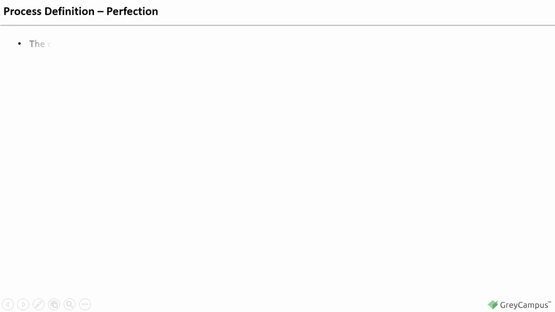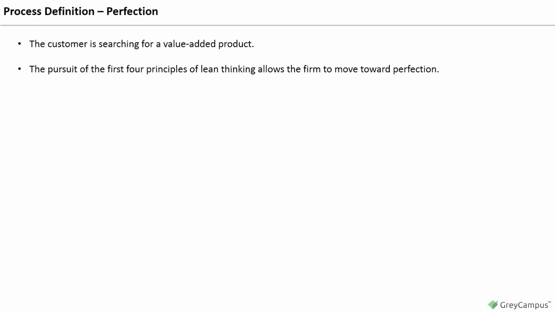Perfection. The customer is searching for a value-added product. The pursuit of the first four principles of lean thinking allows the firm to move toward perfection. Solving customer value problems, working the value stream, converting to flow, and making pull occur all help eliminate muda. As the process continues, more muda is eliminated, and perfection seems possible.